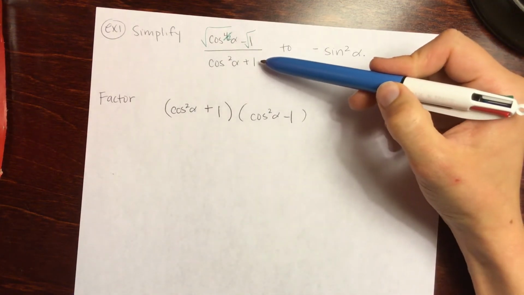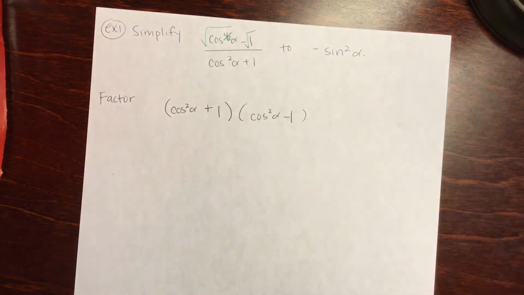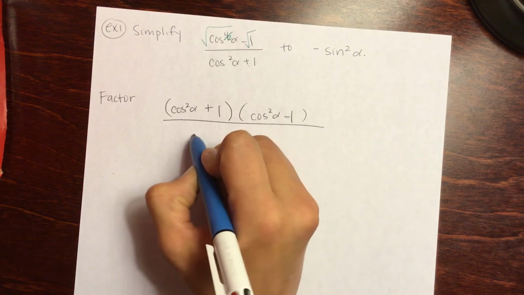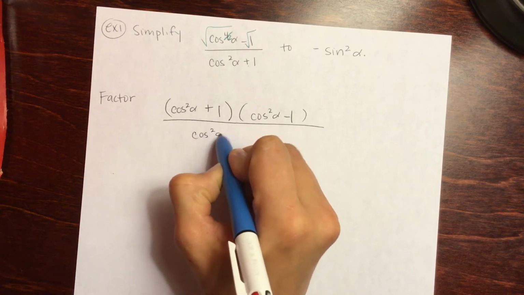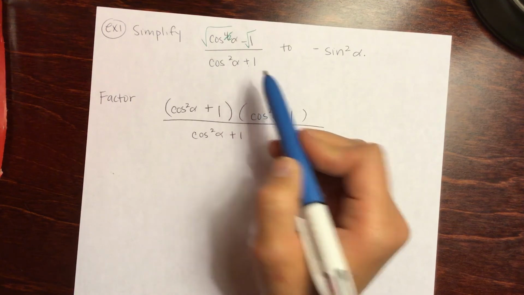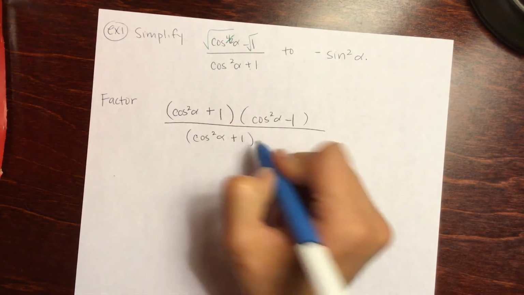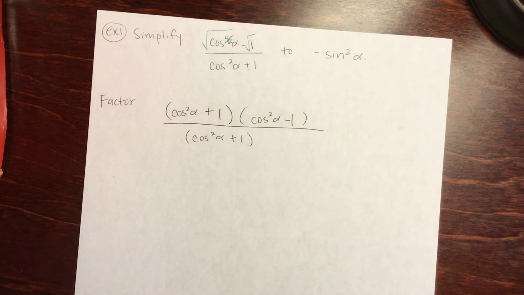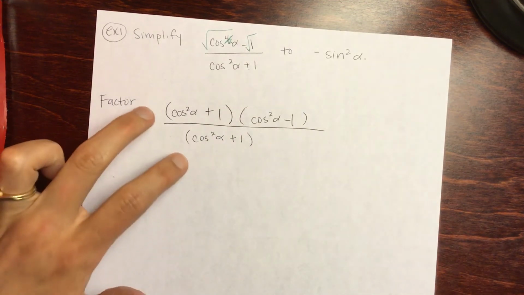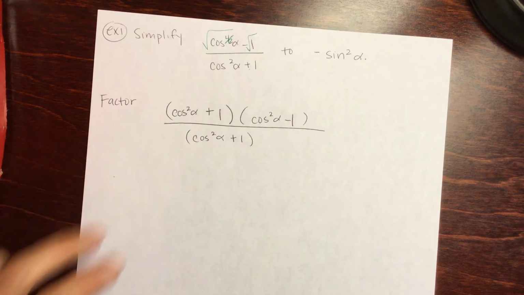Notice the bottom has a plus sign in between it. Otherwise, we could have used the difference of squares pattern, but there's a plus sign here, and you can't factor if there's a plus sign there. So the only other way we could factor this is to say, hey, do they have anything in common that we can pull out? No, they don't, so we're stuck there. But if I put parentheses here to make sure I hold that whole thing together, notice the top and the bottom both have a cosine squared alpha plus 1.